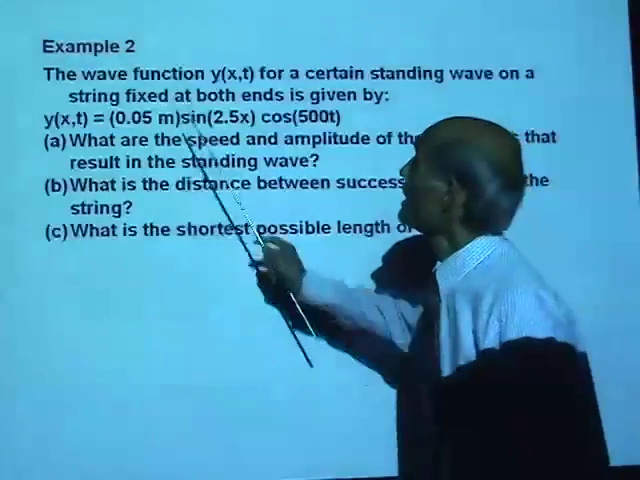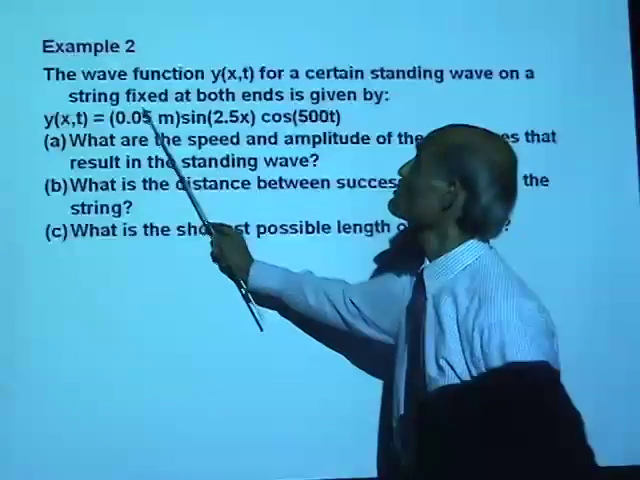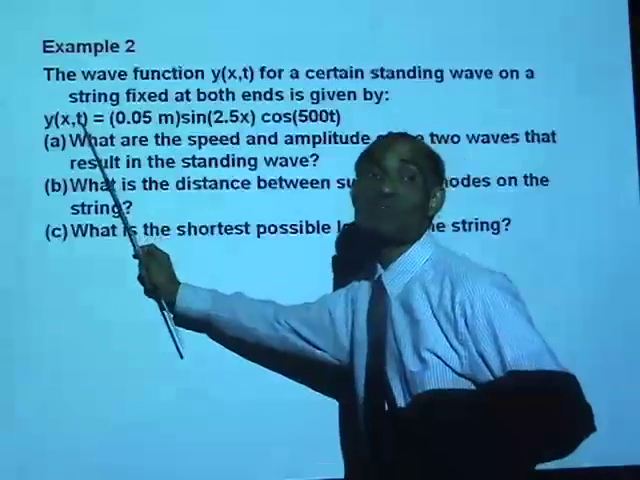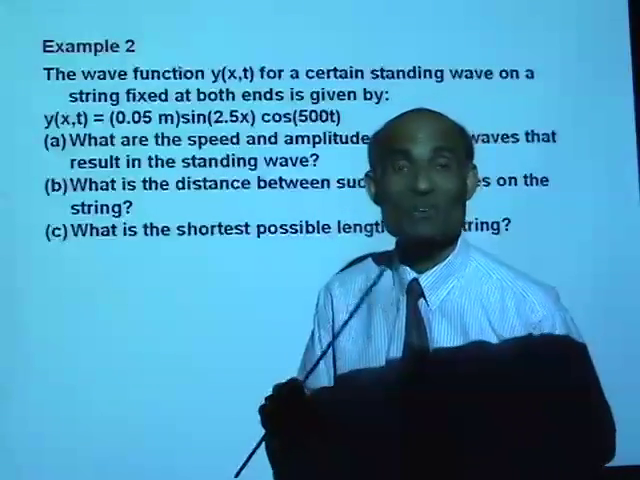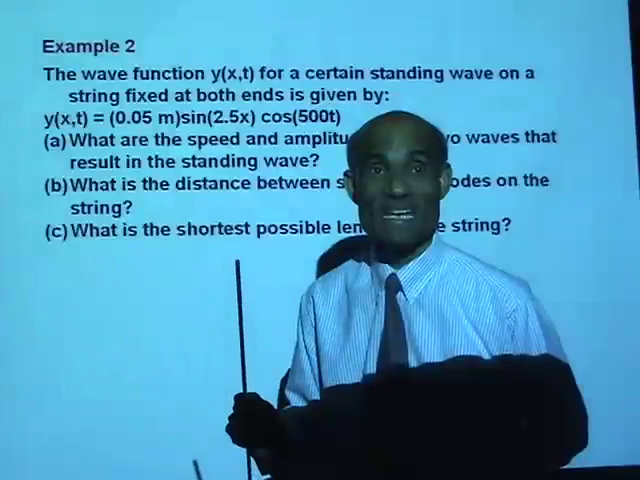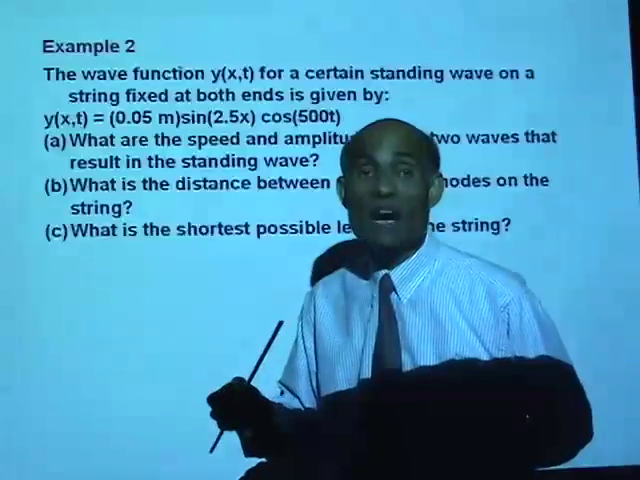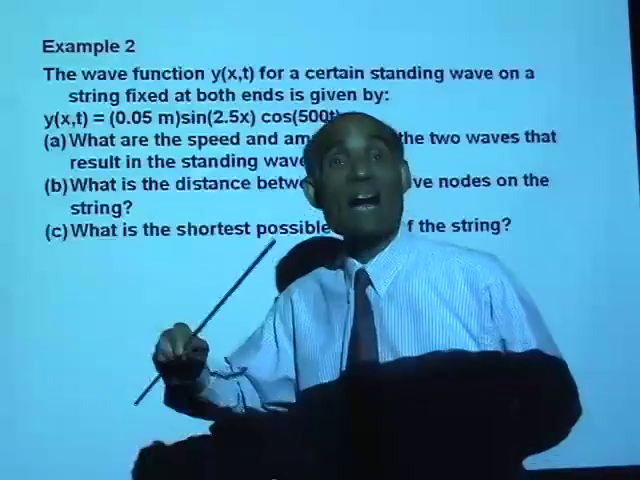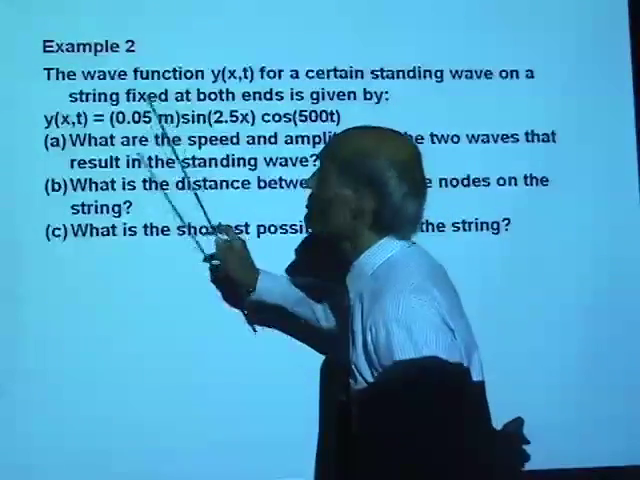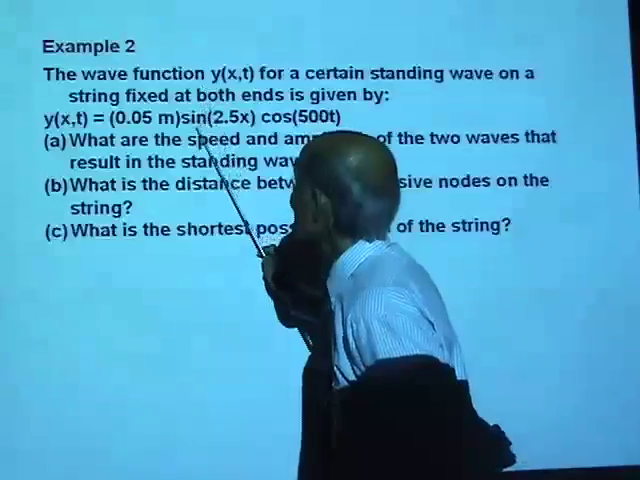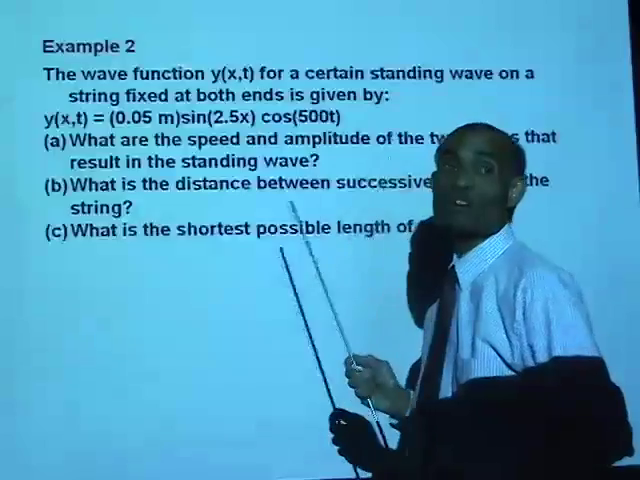Alright, another one. The wave function y(x,t) for a certain standing wave on a string fixed at both ends is given by this. Now, do you remember the general wave form of a stationary wave? Yes, it will be y equal to 2A sine kx cos omega t. You see that? You can see that is the wave function given to you.